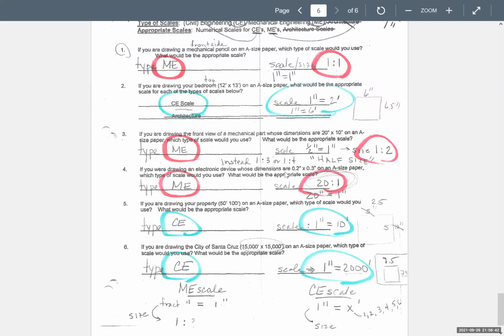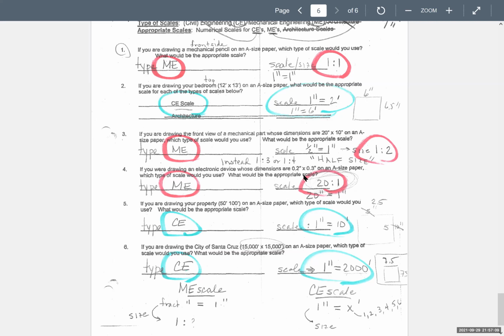The fourth one, there was something very tiny. It's an electronic device, very tiny. So if I drew that on A size, it certainly could fit, but it would be so tiny. Even if I multiplied the size by 10 and made it 10-to-1, it would still only be 2 inches by 3 inches. So we decided to make the scale 20-to-1. We made it 20 times bigger.